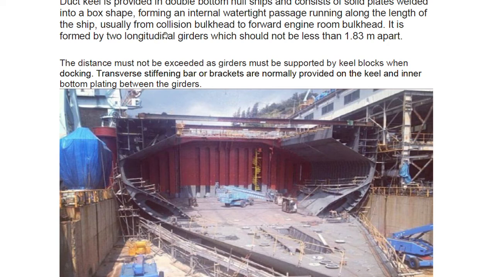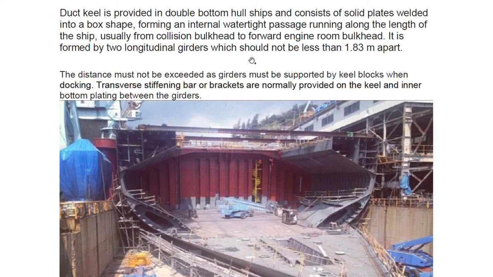There is nothing new in that. Usually from collision bulkhead to forward engine room bulkhead. So if they ask you what is a duct keel, you have to answer that duct keel is provided in double bottom hull ships and consists of solid plates welded into a box shape, forming an integral watertight passage running along the length of the ship, usually from collision bulkhead to forward engine room bulkhead.